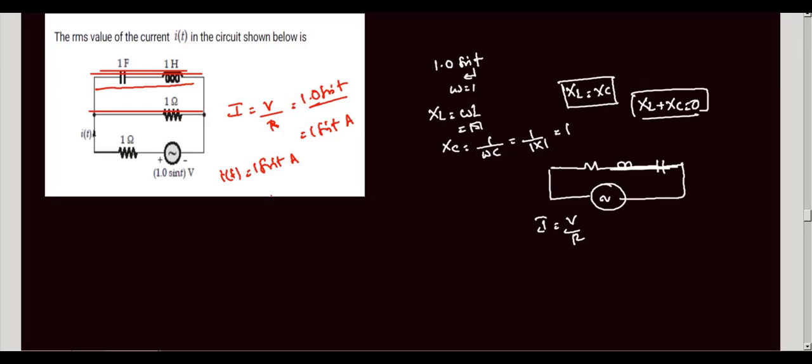I of t is 1 sin t. He asked the RMS value of current. I max is 1 ampere. What is IRMS? I max equal to root 2 into IRMS. IRMS equal to 1 by root 2. Okay, this is the answer. Next question.